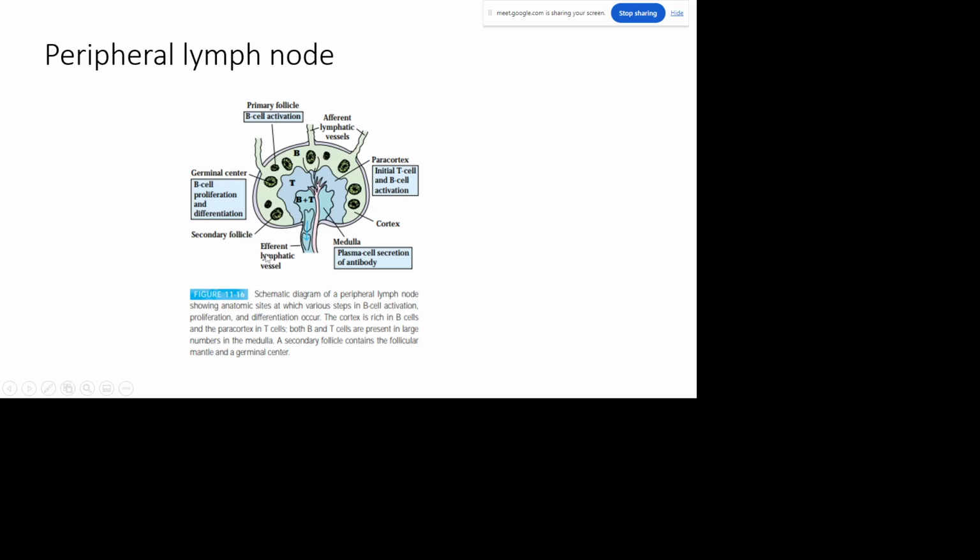Then this is your secondary follicle, and after the cortex comes the paracortex, which is the actual region of initial T cell and B cell activation. In the medulla, when B cells go there after activation, they will secrete plasma cells. Again, in the cortex there are only B cells. In the primary follicle, the B cell gets activated upon antigenic stimulation. The germinal center is also a part of the cortex, where the B cells will be proliferated and differentiated.